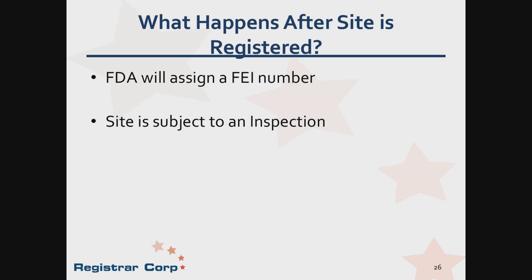When we discussed what was required to register a facility, a FEI number was not one of the requirements. The DUNS number serves as the registration number for a drug establishment. The FEI number is a number assigned by FDA for inspection purposes. Therefore, after a facility is registered for the first time, FDA will assign the FEI number to the site, typically within a year. Once a FEI number is assigned to the site, the registration must be updated to include the FEI number.